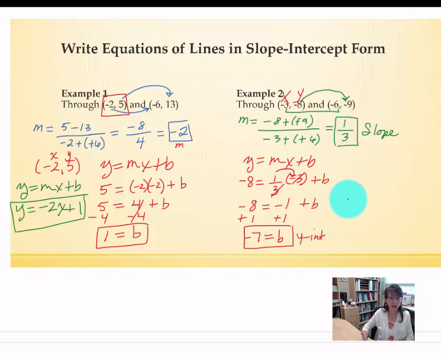So all we have to do is make the necessary substitutions into y = mx + b. y = 1/3 x - 7. So we are not writing plus -7. We're simplifying that. Adding a negative number is the same as subtraction. So make sure you're writing that correctly.